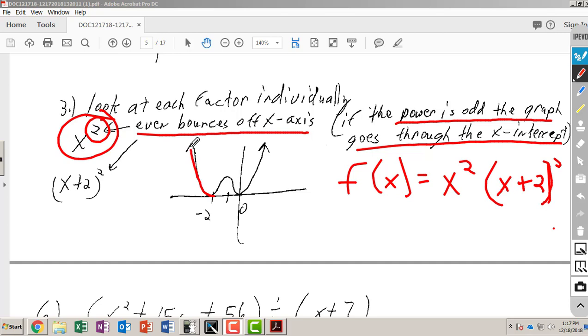So here's my two ends again. My two ends were both going up. Since it's even, it's going to bounce off the x-axis, go up, make a loop, and then come down right here. And then notice right here again, this is being squared, so it's going to bounce off of that graph again. And that's what your graph will look like.